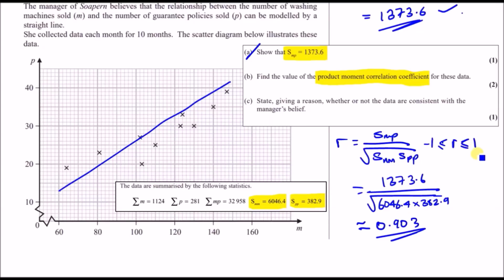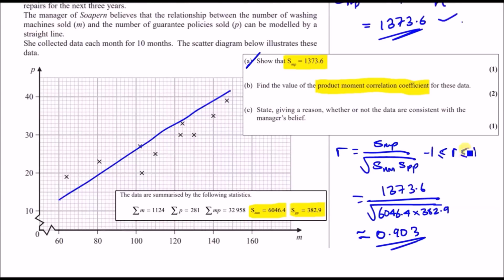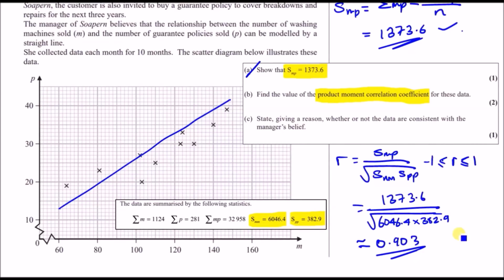Now, if you look at this carefully, correlation values is always between -1 and +1. So if it's close to 1, it's positively correlated. If it's -1, it's negatively. And it looks to me 0.9 is so close to 1. So this is extremely positively or highly positively correlated.